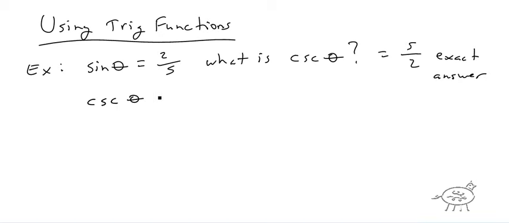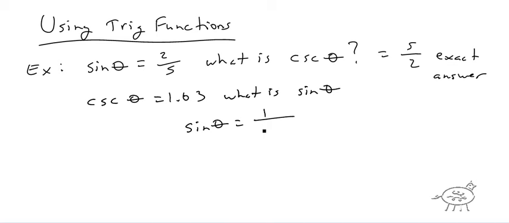Cosecant of theta is equal to 1.63. And of course, I'm going to say, what is the sine of theta? Now, you can see it's a decimal, so you're going to give me a decimal answer. And just be careful when you put it in your calculator. Remember, sine of theta is equal to 1 over cosecant of theta. Or you could write it the other way: cosecant of theta is 1 over sine. It's the same thing, right? It's a reciprocal of it.